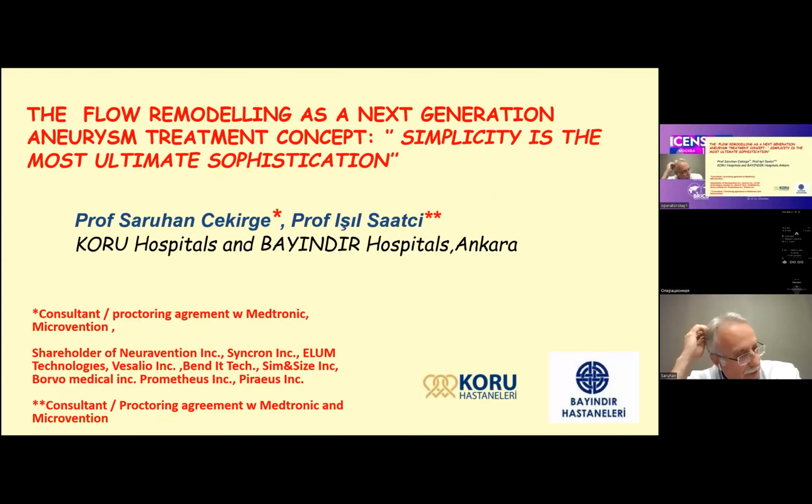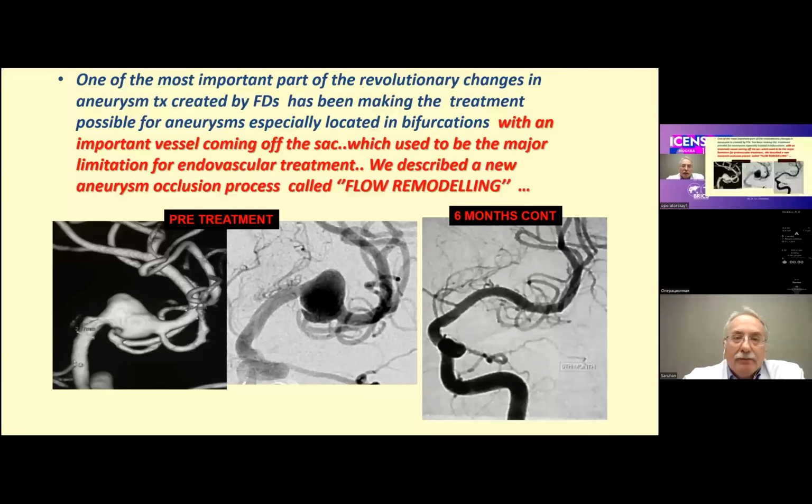In the next half an hour, I'm going to be talking about the art of simplicity. So we call it flow remodeling as a next generation aneurysm treatment concept. As you all know, one of the most important revolutionary changes in aneurysm treatment created by flow diverters has been making the treatment possible for aneurysms, especially located in bifurcations with an integrated vessel coming off the sac, which used to be the major limitation of endovascular treatment. So we described here a new aneurysm occlusion process called flow remodeling.